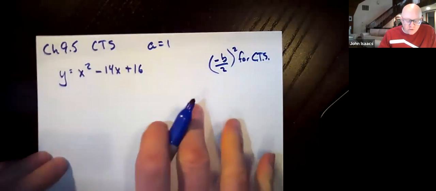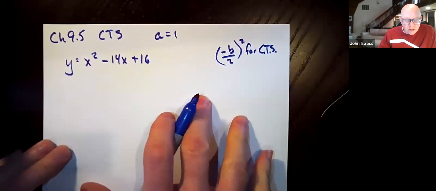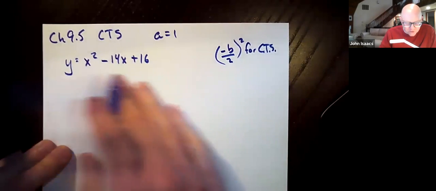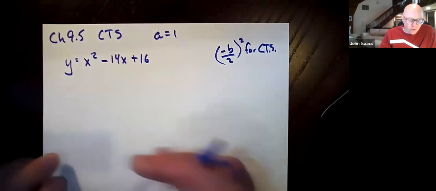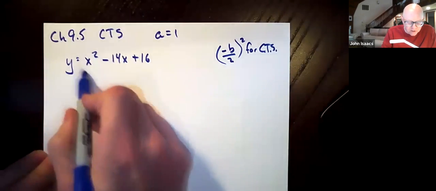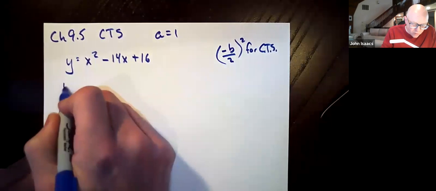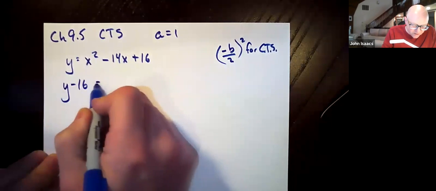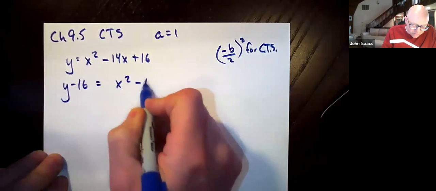Just like in the equation we had in the previous video, in this graph where y equals, I'm going to move the 16 to the other side. So I'm going to isolate the x squared minus 14x. So y minus 16 equals x squared minus 14x.